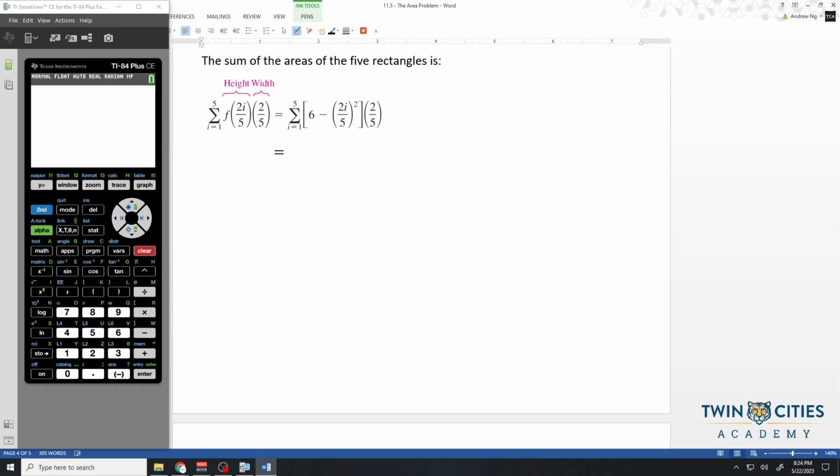Let's find this summation. All right, firstly, I see that I've got (2i over 5) squared. This means I'm going to square the top here and square the bottom here. This is going to be equal to the summation i = 1 to 5 of (6 minus 4i squared over 25), that times 2 fifths.